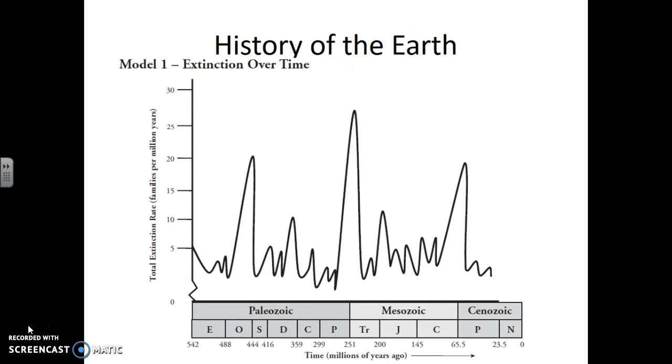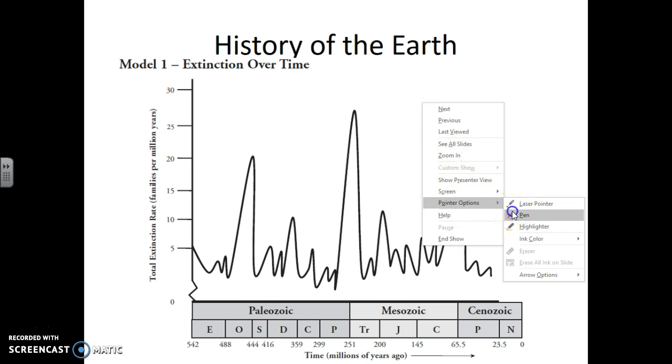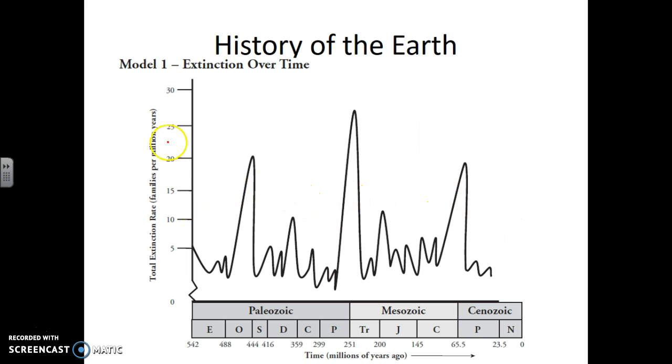Now, if we take a look at this graph, as I get the pen up, you'll see on this axis is the total extinction rate, and on this axis is time. You don't have to memorize this, but the history of the Earth is separated into three major groups, and then they're subdivided. For example, J stands for Jurassic, which everyone knows because of Jurassic Park, but by no means do you need to memorize the names of these.